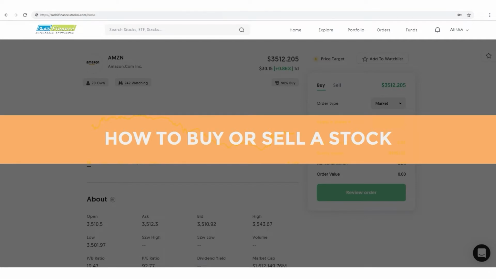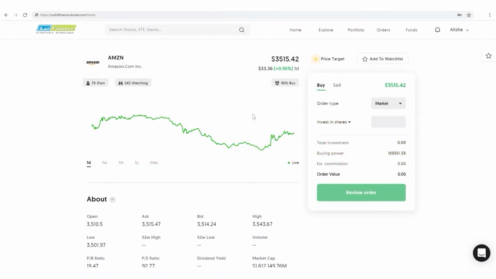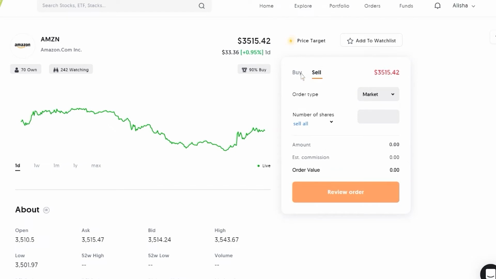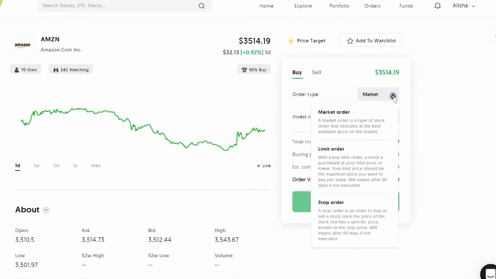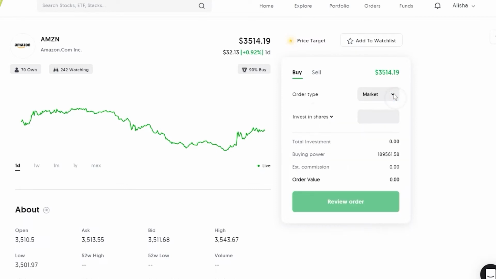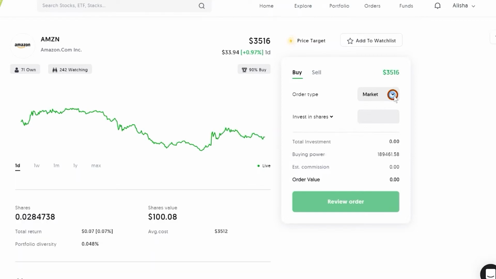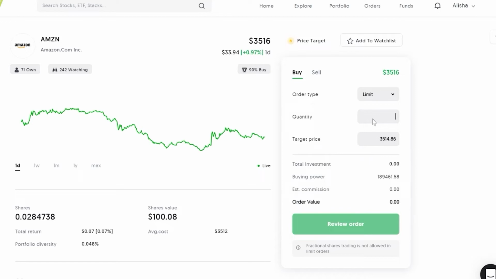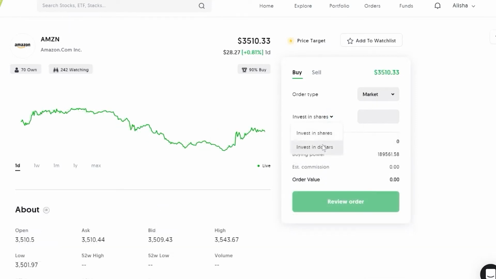How to buy or sell a stock. To buy or sell a stock or ETF, just select the option from the box on the right. You may place market orders during US market hours or limit orders or stop orders anytime during the day. In case of market orders, you can specify either the number of shares or the investment amount. And for non-market orders, you can specify the target quantity and target buy or sell price.